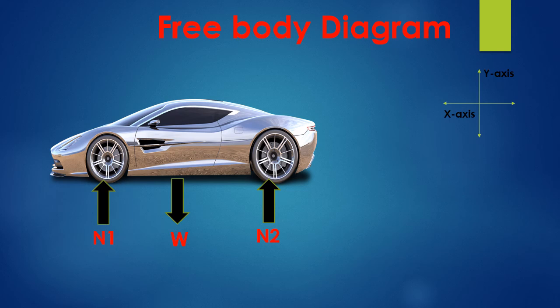What about the net force on the car along the vertical direction, or the y-axis? Gravitational force will always act downwards and normal force will always act upwards. So here upward forces are taken as positive and downward forces are taken as negative. So the net force on the car along the vertical is F net equal to N1 plus N2 minus W.